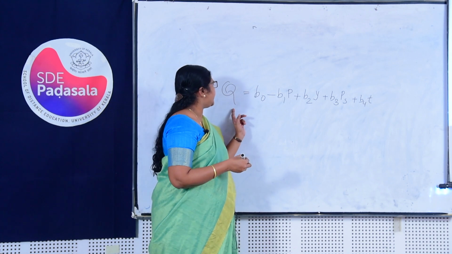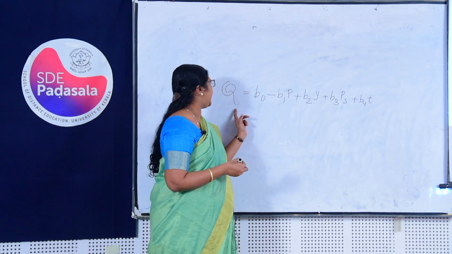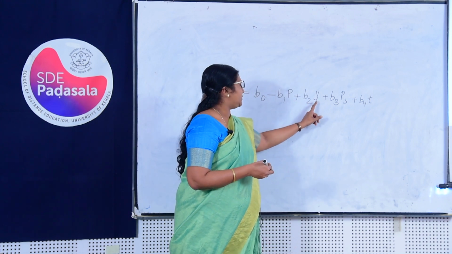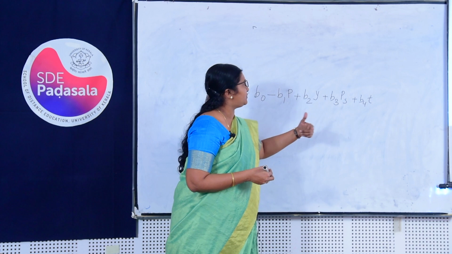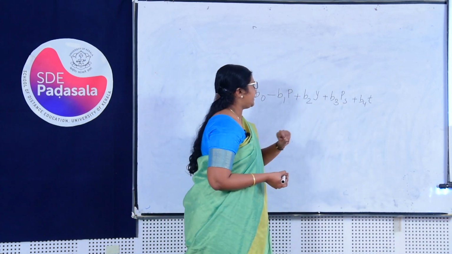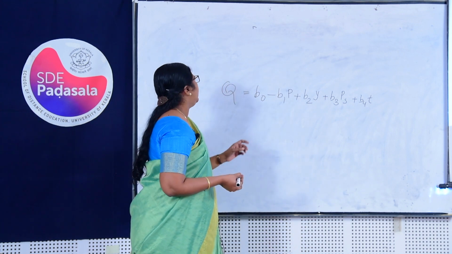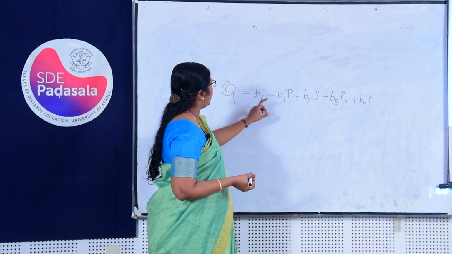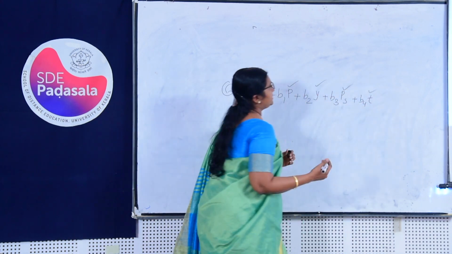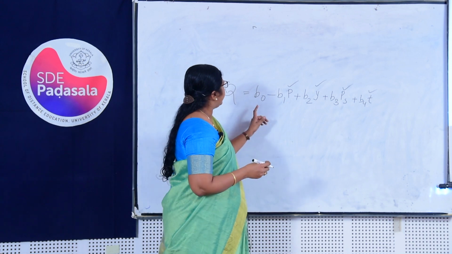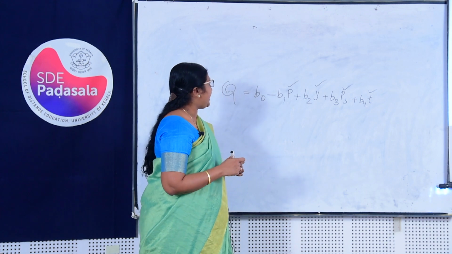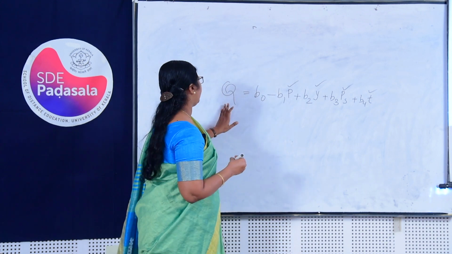Here Q is the dependent variable and Q represents quantity demanded. P is price of the commodity, Y denotes income, PS shows price of related goods or price of substitutes, and T represents taste of consumers. Here Q is the dependent variable, and P, Y, PS and T are independent variables. Then B0, B1, B2, B3 and B4 are the parameters of the model. This is a mathematical model.